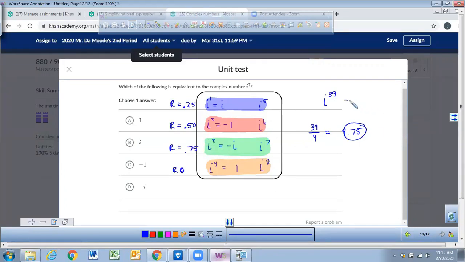So if I said, what is i to the power of 39? What would you guys say the answer is? i, negative 1, negative i, or 1? What do you think? What do you think this ultimately becomes?